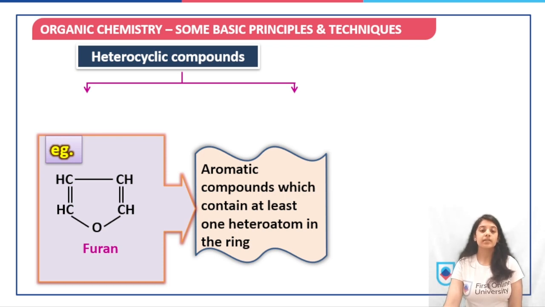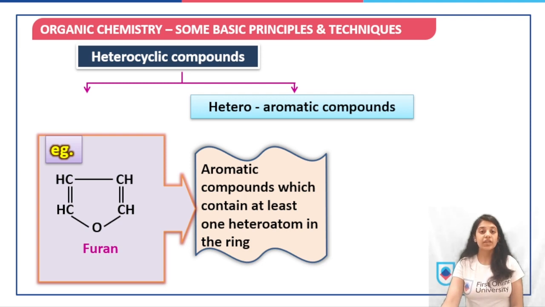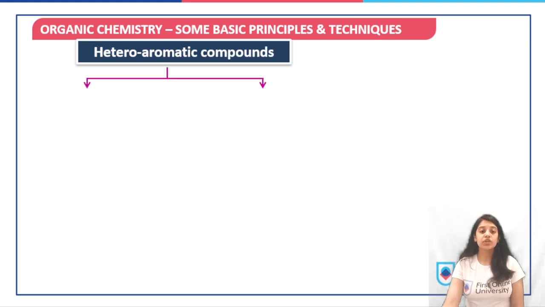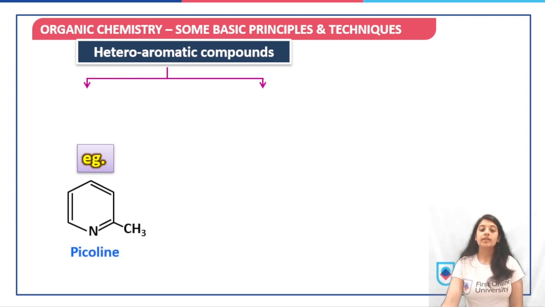So those are aromatic compounds, because it has alternating single and double bonds, that is conjugated double bonds. So this is going to be an aromatic compound containing one heteroatom in the ring, and they are called heteroaromatic compounds. So now just see, heteroaromatic compounds can be further classified. Okay, let us look through an example. If we have again an aromatic ring with a heteroatom nitrogen, and there is a CH3 group. Without the CH3 group, it would have been pyridine, but with the CH3 group, it is called picoline.